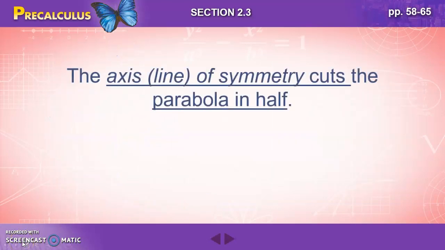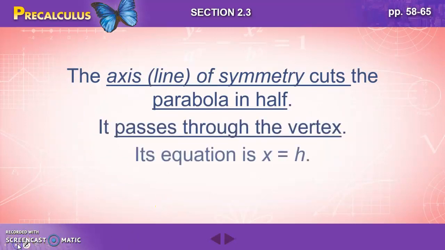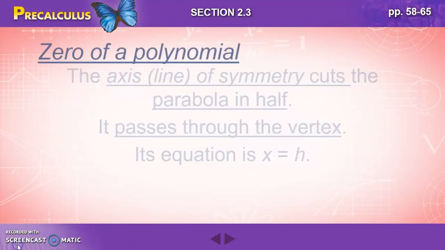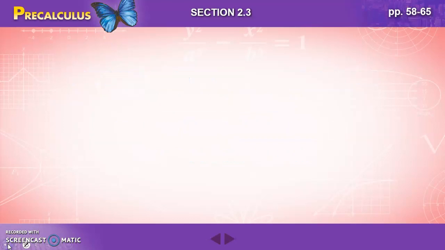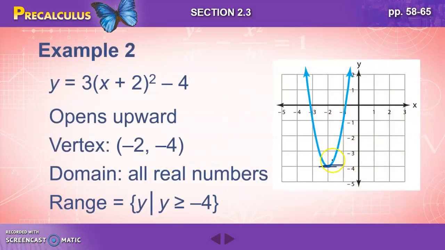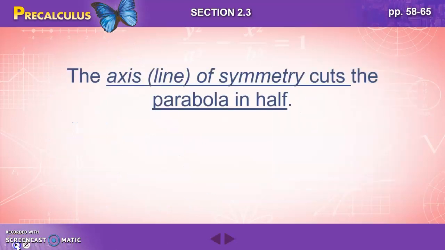The axis or line of symmetry cuts the parabola in half, and it passes through the vertex. Its equation is x equals h. So if we go back and look at our picture here, our line of symmetry would go right through this point, x equals -2. And that would be our line of symmetry, which is what that h point was.